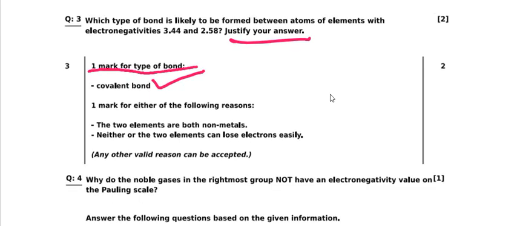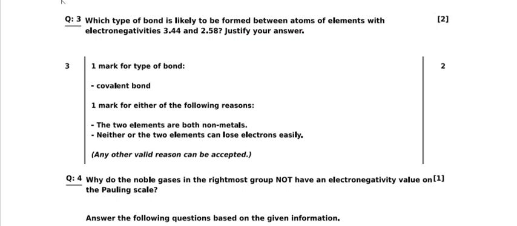For the other 1 mark, the two elements are both non-metals. Neither of the two elements can lose electrons easily. When you write this, any other valid reason can be expected. You can write other reasons, but when you write like this, you get the 2 marks for this question, right?